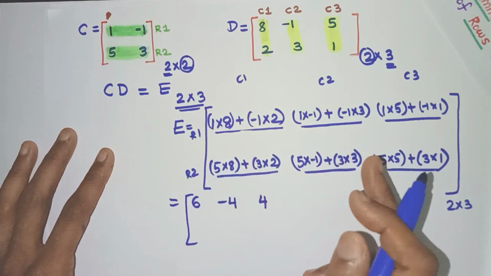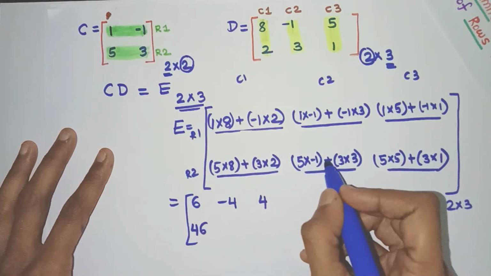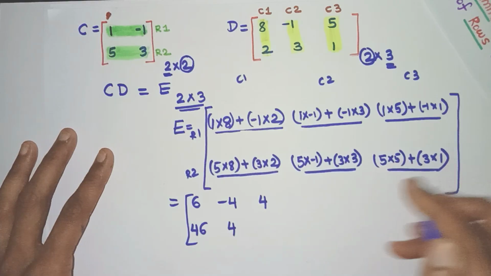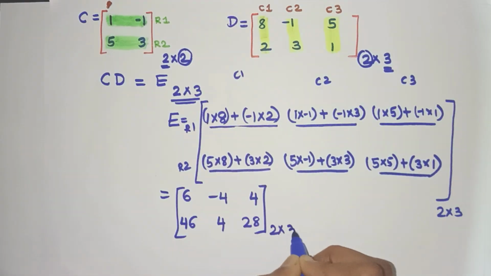This is 5 8s are 40. 40 plus 6 is how much, friends? Yes, 46, minus 5 plus 9. So that is going to be 4. And this is 25 plus 3, which is 28. And of course, the order of this matrix is 2 by 3, friends. So this is how you multiply two matrices.